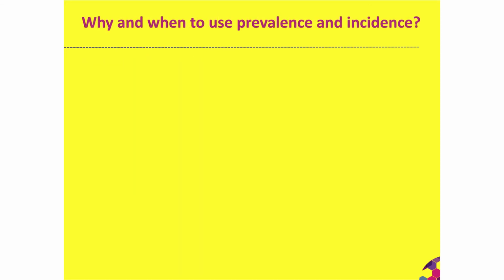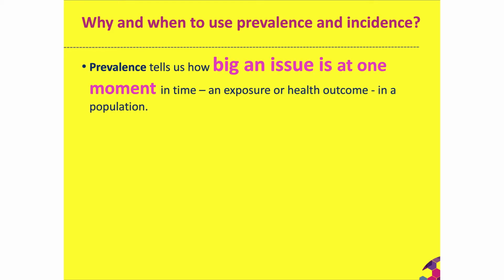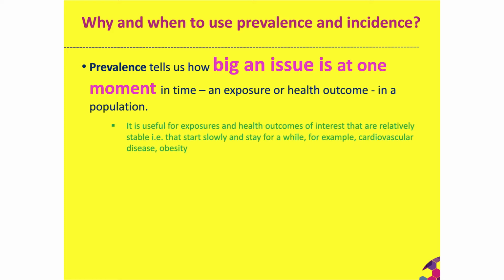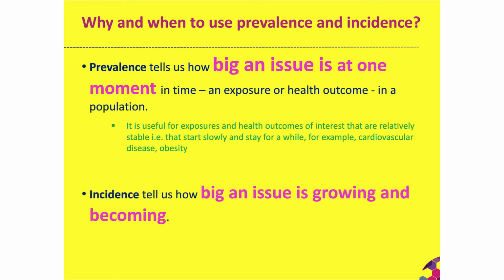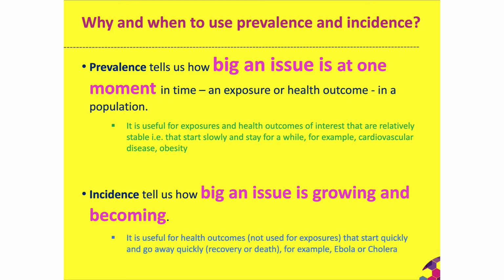So why and when to use prevalence and incidence? Prevalence tells us how big an issue is at one moment in time, an exposure or health outcome in a population. It is useful for exposures and health outcomes of interest that are relatively stable, that start slowly and stay for a while. For example, cardiovascular disease or obesity. Incidence tells us how big an issue is growing and becoming. It is useful for health outcomes that start quickly and go away quickly, because either people recover or die, for example Ebola or cholera.